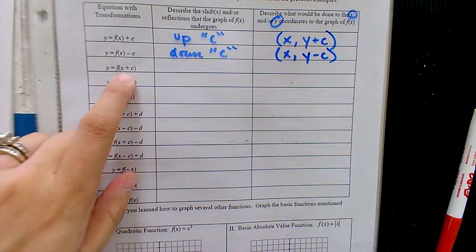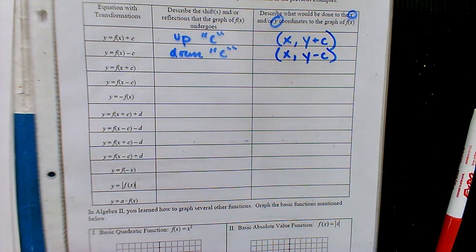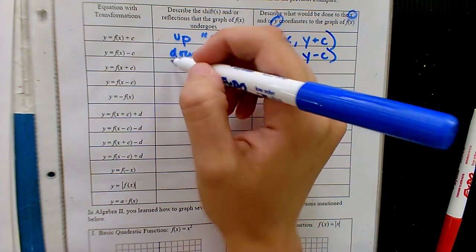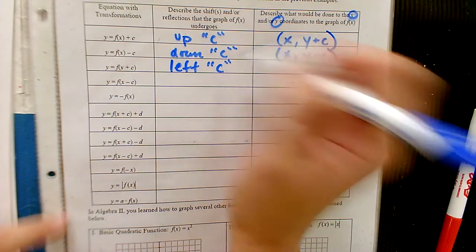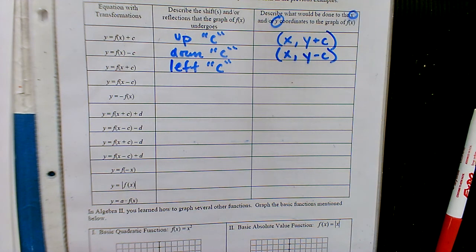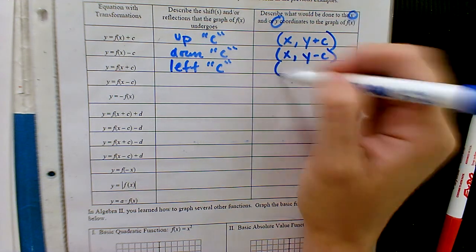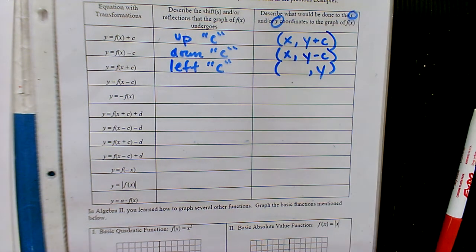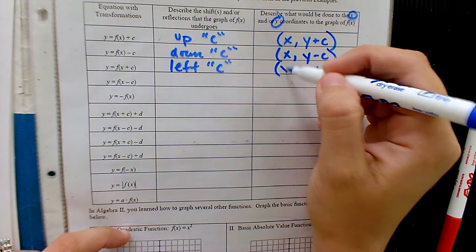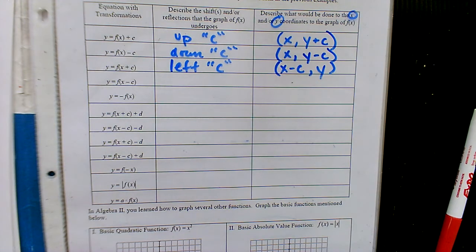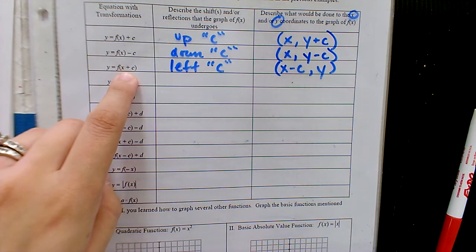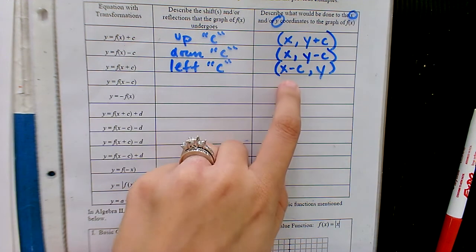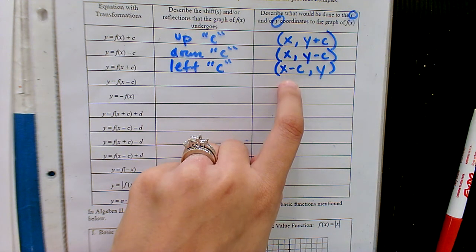Really good so far. What if we add a number inside of the function? Left. Good. It does the opposite of what you'd think. Left c. So if you're moving a graph to the left, which variable are you affecting in terms of its points? The x. How are you affecting the x if you're moving it to the left? You're decreasing, so we would have to subtract the c value. Notice how this is where it gets a little tricky. In the equation, we are adding the c, but in terms of the points, we are subtracting the c. It can get confusing. Let's make sure we keep that straight.